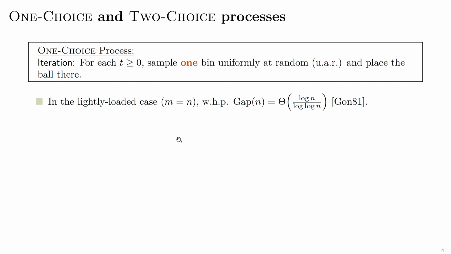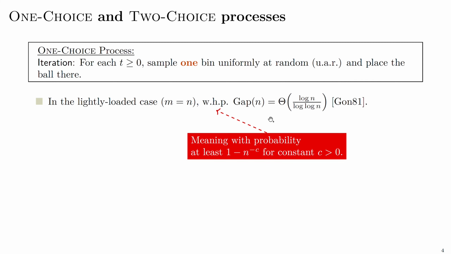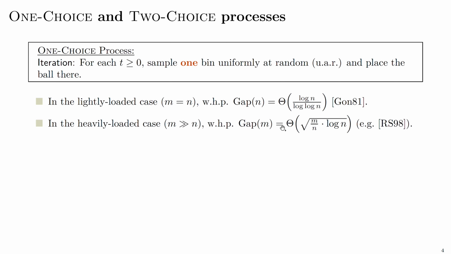In the lightly loaded case, that is when the number of balls is equal to the number of bins, the gap is log n over log log n with high probability. Here, with high probability we mean probability at least 1 minus n to the minus c for some positive constant c. In the heavily loaded case, that is when the number of balls is much larger than the number of bins, the gap is with high probability square root of m over n times log n. You can think of this as roughly the maximum load of n independent Poisson random variables with parameter m over n.